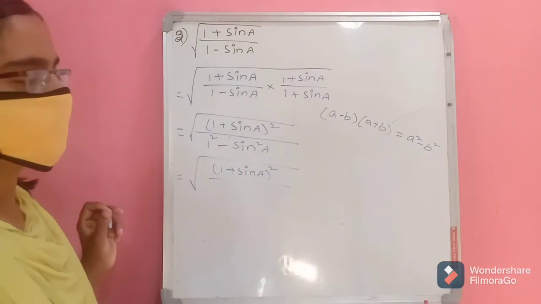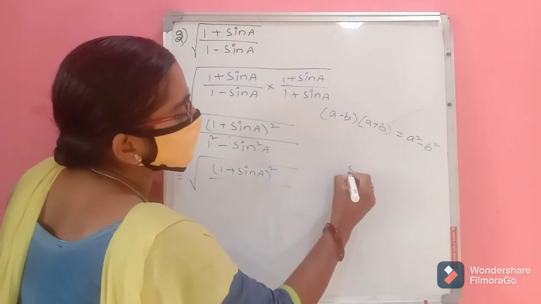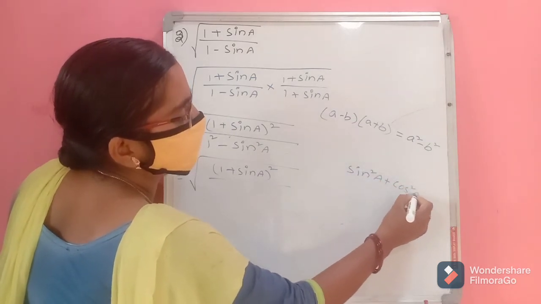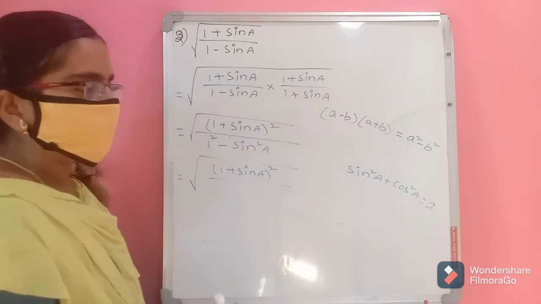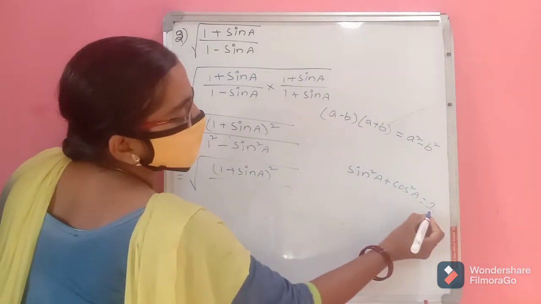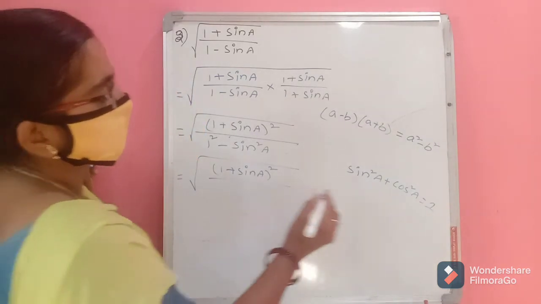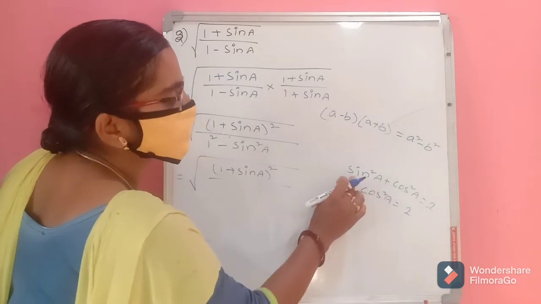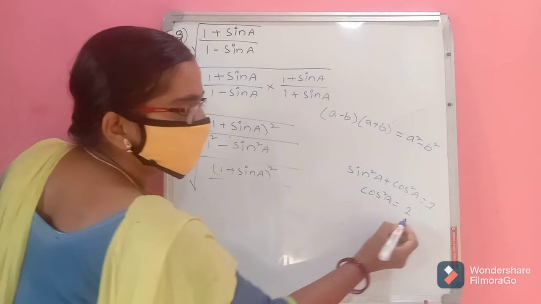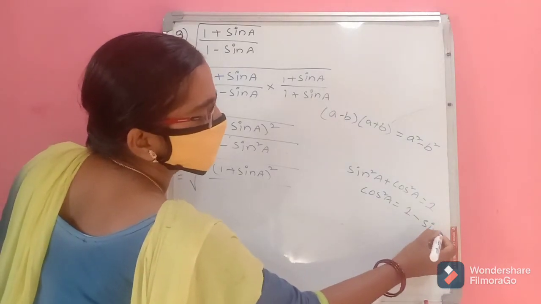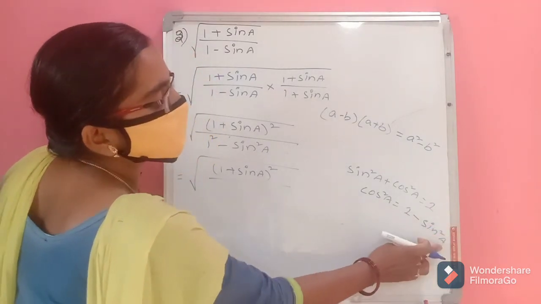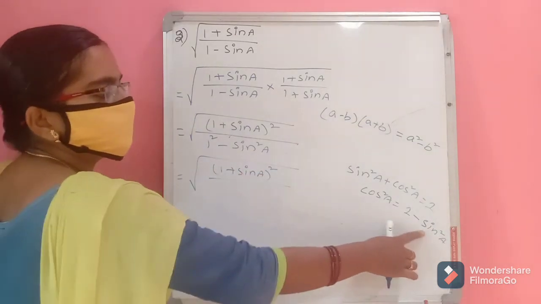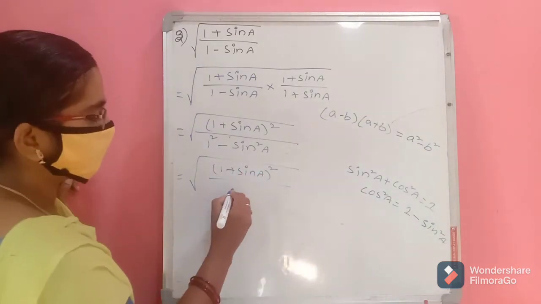What is the value of 1 minus sin square a? We know that sin square a plus cos square a is equal to 1. If you transpose sin square a to that side, it becomes minus sin square a. So 1 minus sin square a is equal to cos square a.